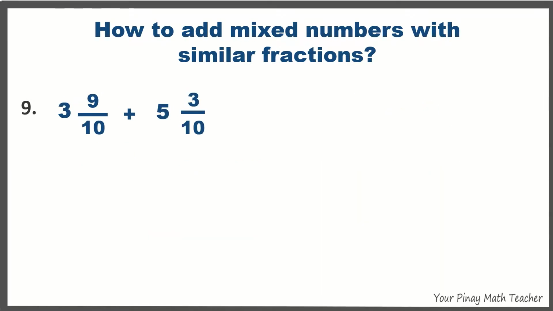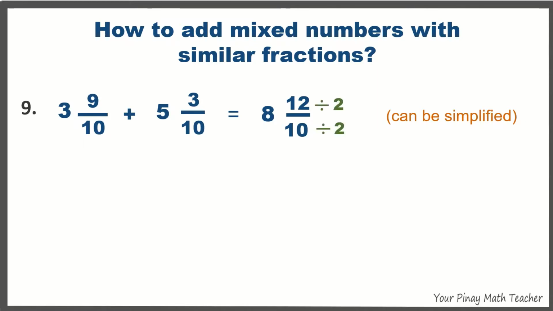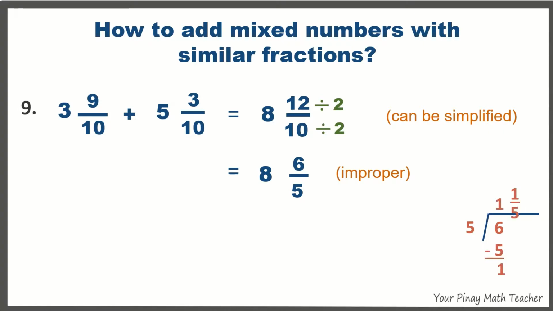Number 9. 3 plus 5 is 8. 9 tenths plus 3 tenths is equivalent to 12 tenths. This can still be reduced by 2. So bring down 8 and the reduced form is 6/5. Since this is still improper, we have to divide 6 by 5 to make it into a mixed number, 1 and 1/5. So bring down 8. Do not copy 6/5 anymore. Instead, you have to replace it with 1 and 1/5. Put them together, we have a sum of 9 and 1/5.